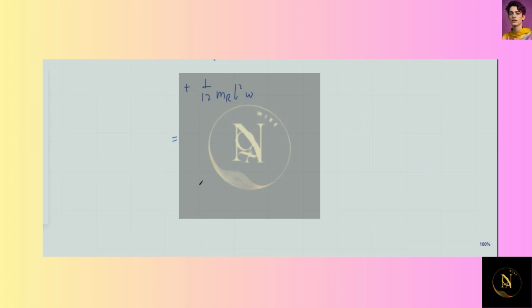And so since we can see that omega is a common factor, we can write this as follows. So this is 1 over 3, if we simplify, m_t L squared plus the mass of the rod, m_r, into (1 over 3 L squared plus Lx plus x squared), all this times the common factor omega. So that's the angular momentum about point O.